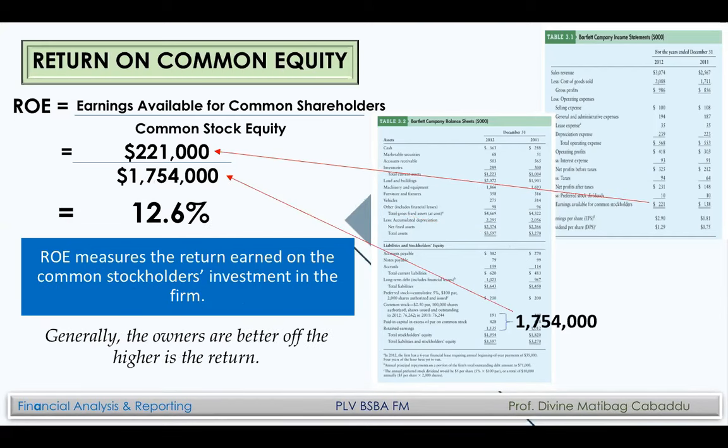Now, return on common equity is your earnings available for common shareholders divided by the common stock equity. Okay, it measures the return earned on common stockholders' investment in the firm. So the formula is yan. So 221,000 is your net income after deducting preferred dividends divided by your common stock equity. So you look at the stockholders' equity. If there are accounts like preferred stocks, ibawas mo yan sa total stockholders' equity because we would like to know how much lang yung ownership, ayan, of the common shareholders. So common stock, paid in capital, and retained earnings. So that's 191,000 plus 420,000 plus 1,135,000 for a total of 1,754,000. So the ROE is 12.6%. It measures the return earned on common shareholders' investment in the company.